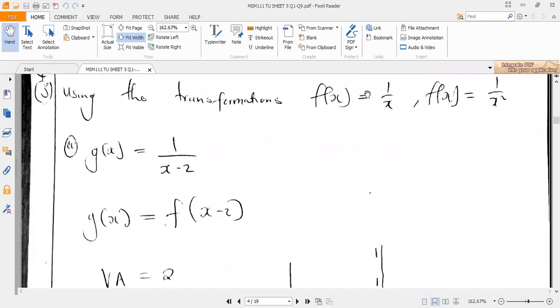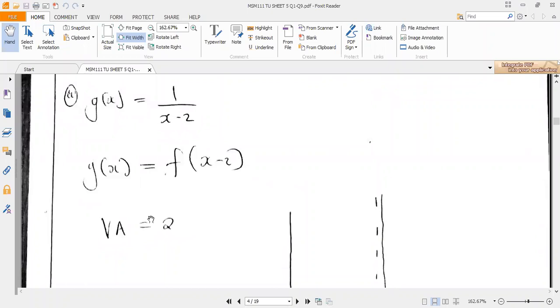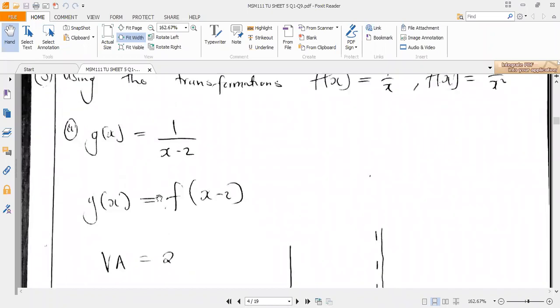Here our power is 1, so we use f of x equals 1 over x. When we plug x minus 2 into this function, it will be equal to g of x. You can even try to verify. Now, your vertical asymptote: you know how to find it by now. You equate the denominator to 0 and solve for x. So we get that our vertical asymptote is 2.